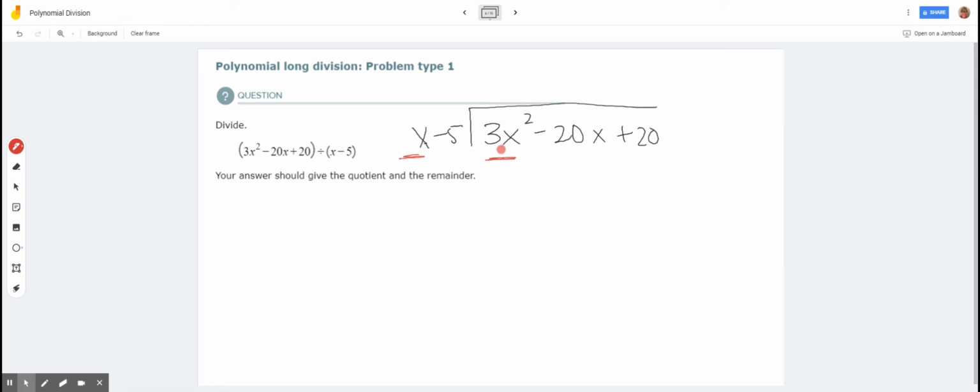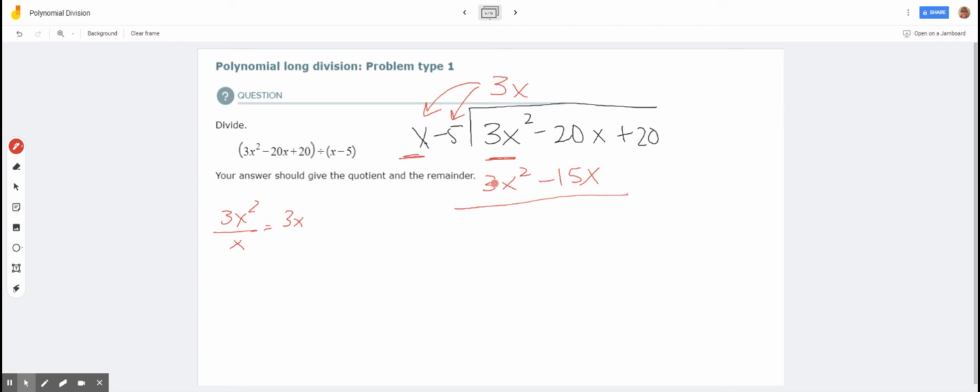Okay, x goes into 3x squared how many times? Or I think of it as x times what is 3x squared? 3x. And you can come over here and just do this on the side if you need it to. 3x squared divided by x, and you get 3x, okay? Then you distribute. 3x times x is 3x squared. If they match, you know you did it right. 3x times negative 5 is negative 15x.